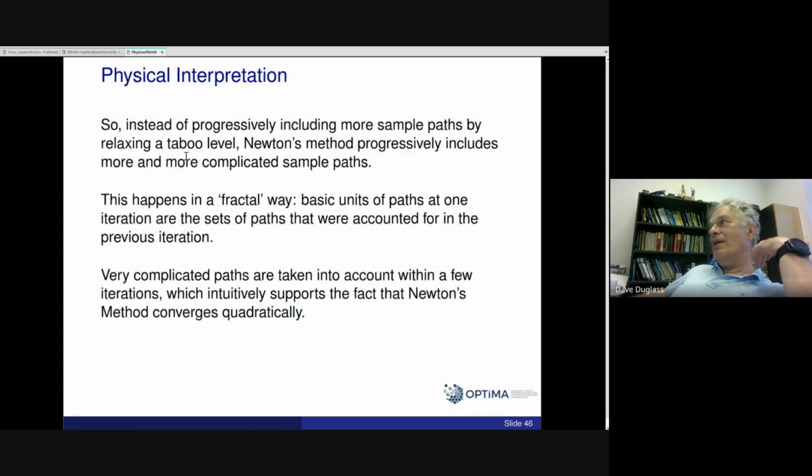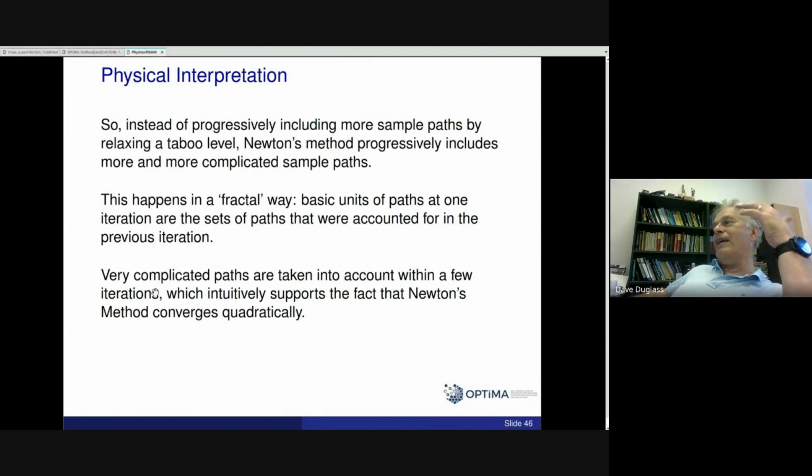So the way to think about Newton's method is instead of progressively including more sample paths by relaxing a taboo level, Newton's method progressively includes more and more complicated sample paths. And it does that in a sort of fractal way. The basic units of paths at one iteration are the sets of paths that were accounted for at the previous iteration.